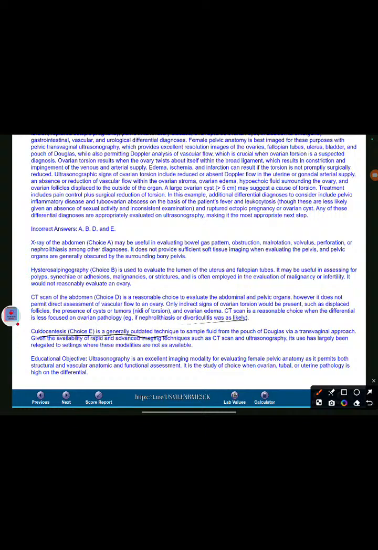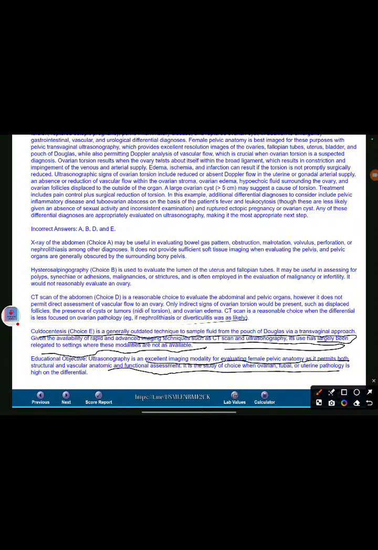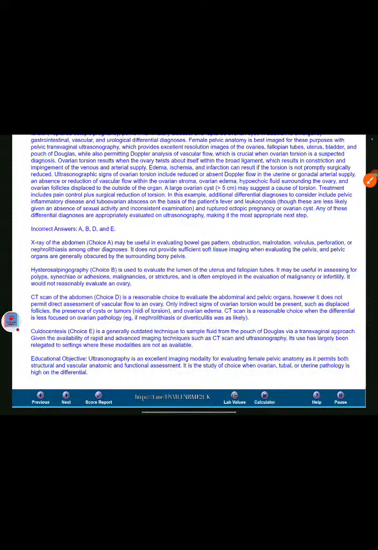Culdocentesis is a generally outdated technique to sample fluid from the pouch of Douglas via a transvaginal approach, given the availability of rapid and advanced imaging such as CT scan and ultrasonography. It is largely used only in settings where these modalities are not available. Ultrasonography is an excellent modality with which to evaluate female pelvic anatomy, and it permits both anatomic and functional vascular assessment. It is ideal when ovarian, tubal, or uterine pathology is high on the differential.